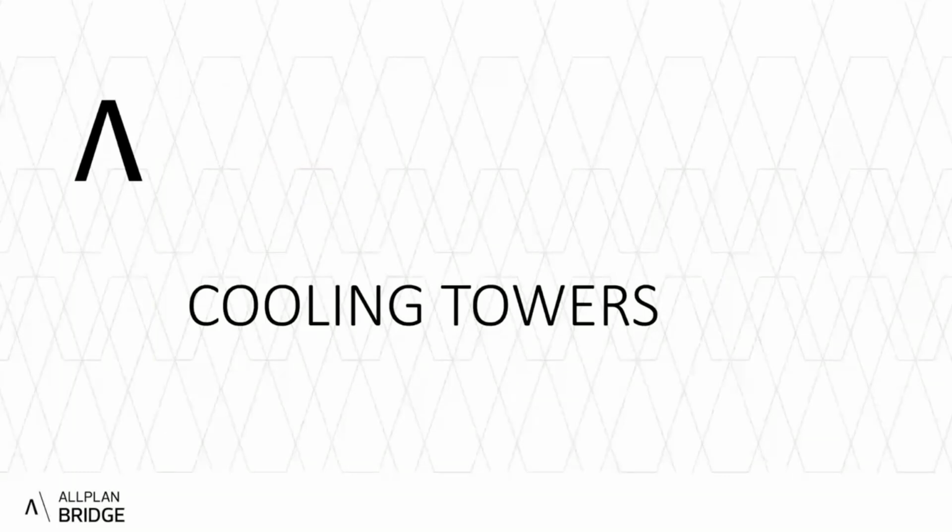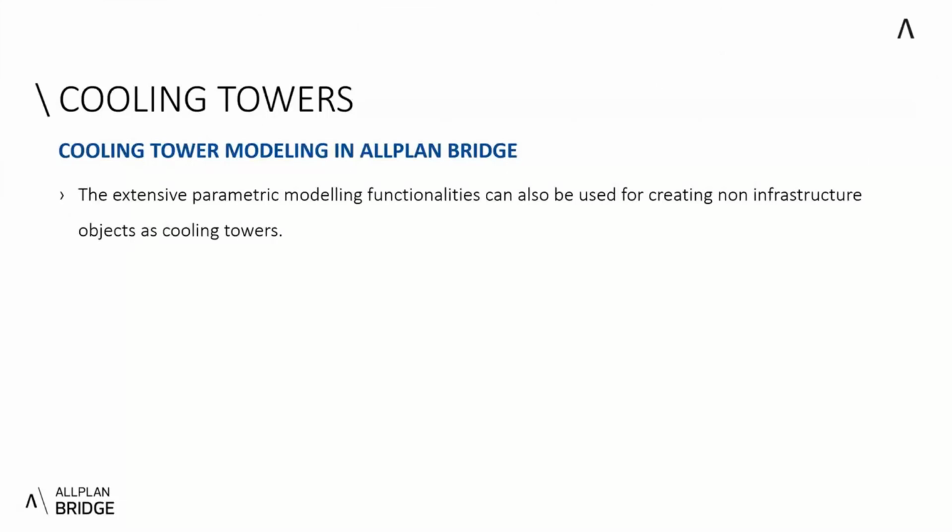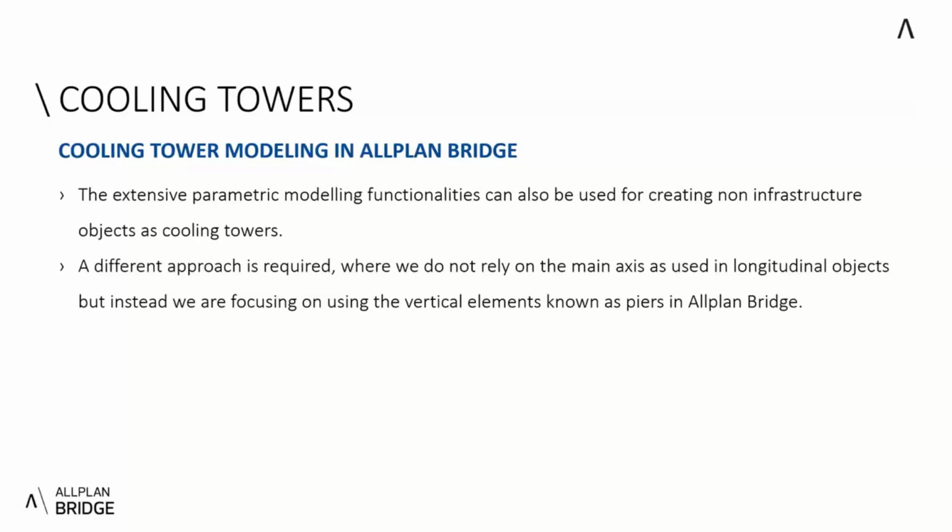Okay, the last part of the presentation will be something other than infrastructure objects. This will be cooling towers. And I think this will also be very interesting to see. So we know this extensive parametric modeling functionality can also be used for creating non-infrastructure objects such as cooling towers. A bit of a different approach is required because we do not rely on the main longitudinal axis as we do with other objects like bridges, roads, or tunnels. But we are focusing here on using the vertical elements known as piers in Allplan Bridge.